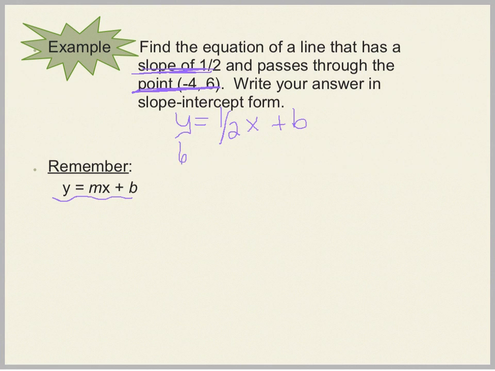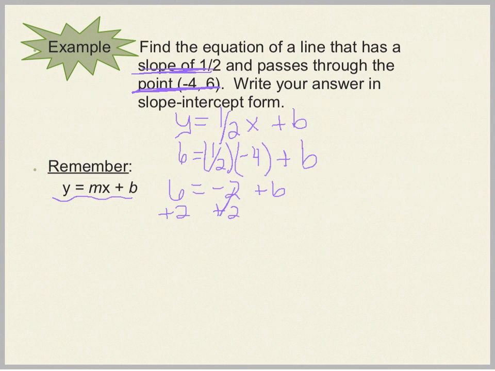So 6 is my y-coordinate. We'll multiply that, 1/2 is my slope, times negative 4, my x-coordinate, plus b. This gives us a linear equation where we can solve for b. 6 equals a negative 2 plus b. I'm going to add 2 to both sides to see that 8 is b, or my y-intercept.